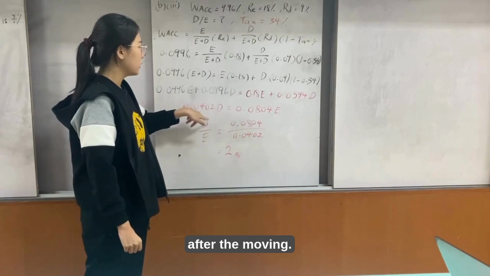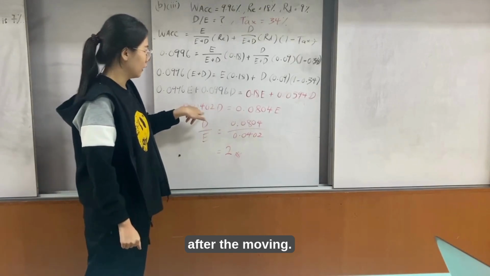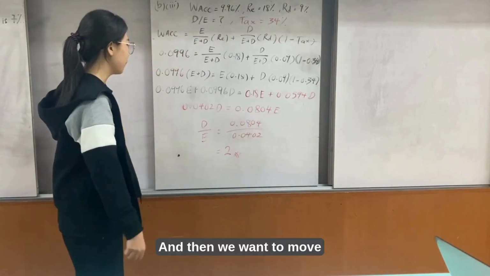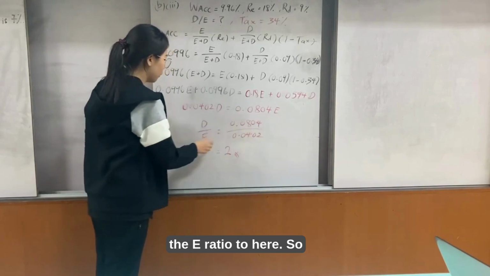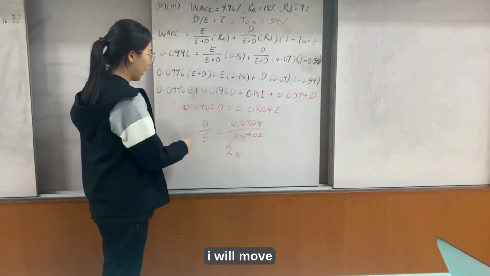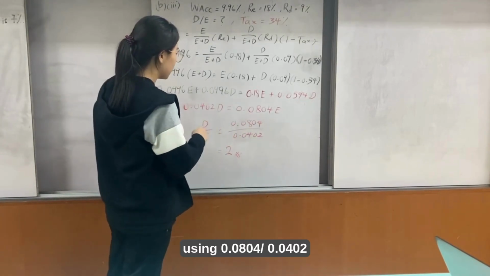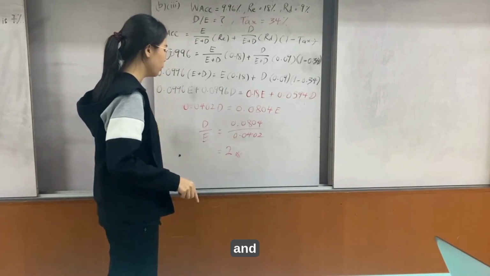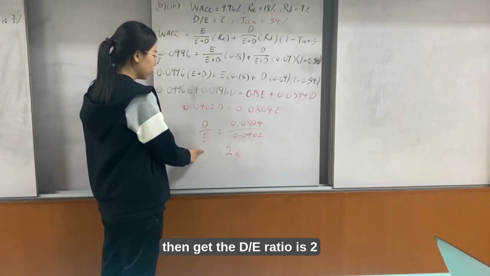So this shows after the moving and pass the D, this for D and this for E, and then we want to move the E ratio to here. So I will use 0.0804 divided by 0.0402, and then I get the DE ratio is 2.